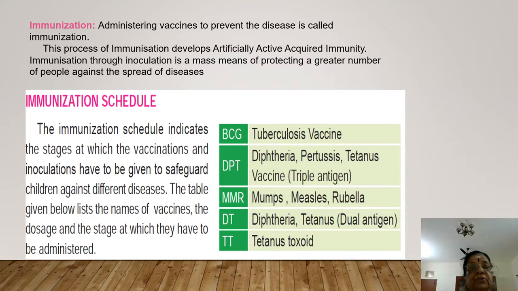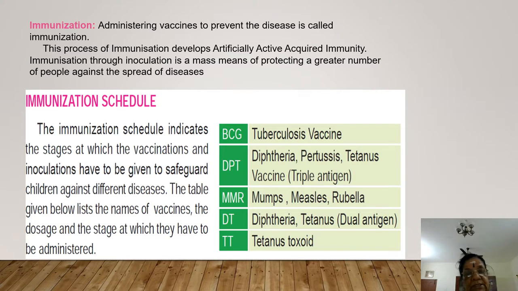Immunization. According to நம்ம புக்ல இல்லை, ஆனா இதுல உனக்கு தெரிஞ்சிருக்கணும். சரியா? So immunization, administering vaccine to prevent the disease is called immunization. And the process of immunization develops artificially active acquired immunity, and it is through the inoculation is a mass means of protecting a greater number of people against spread of disease. Inoculation is injecting the vaccine. So the immunization schedule indicates the stages at which vaccination and inoculation have to be given to safeguard children against different diseases.